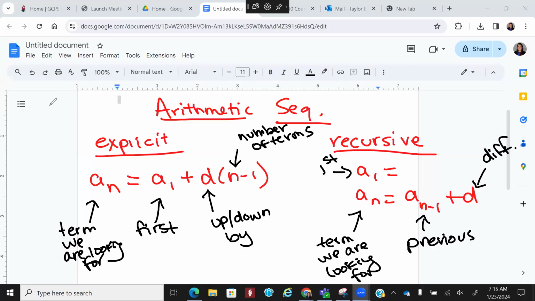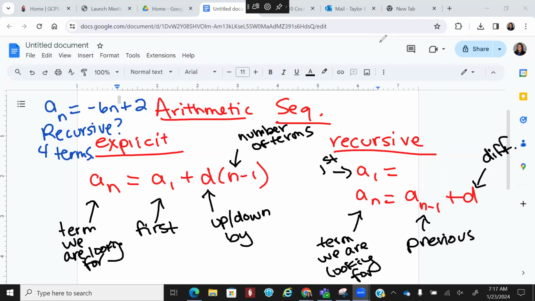Let's say I give you this example. I say a sub n equals negative 5n plus 8. Nope, JK. Let's do negative 6n plus 2. And I say write the recursive and write the first 4 terms. I believe that it's probably easier to start off with the first 4 terms.